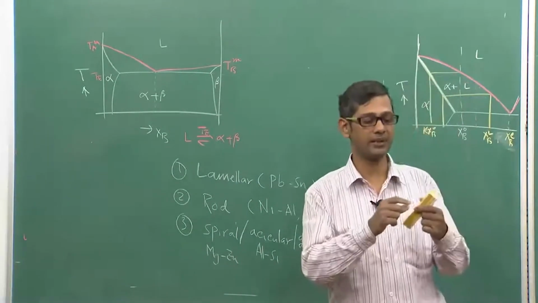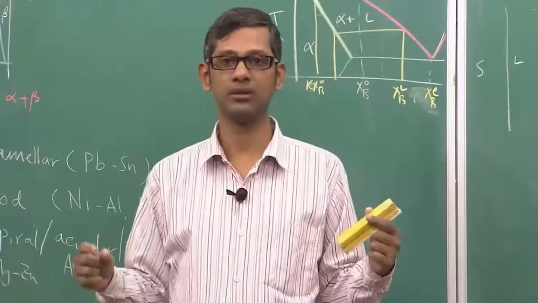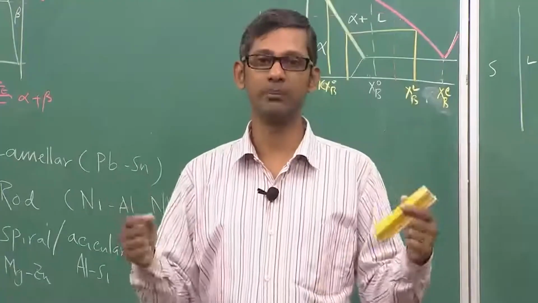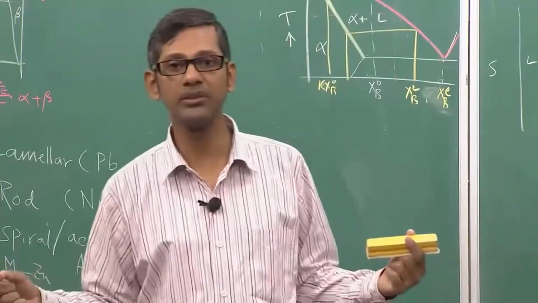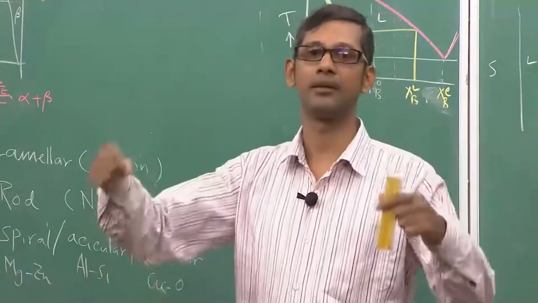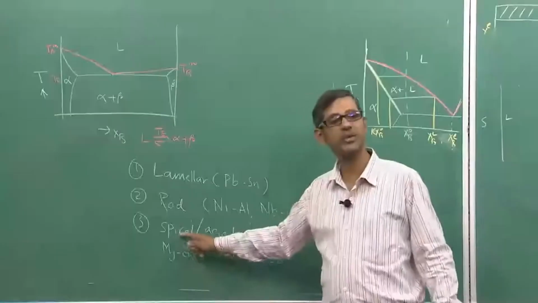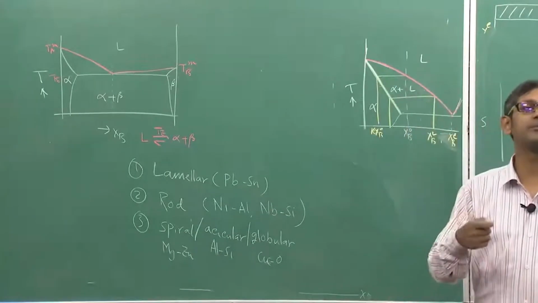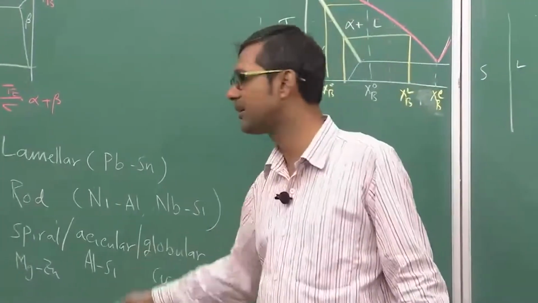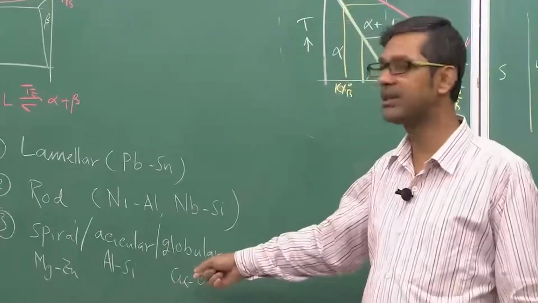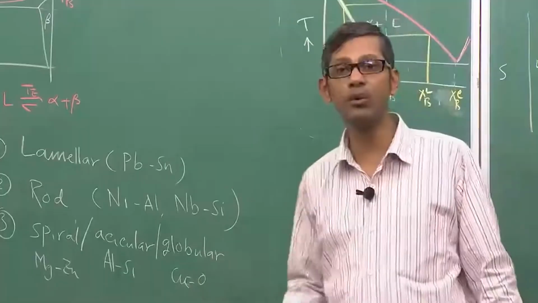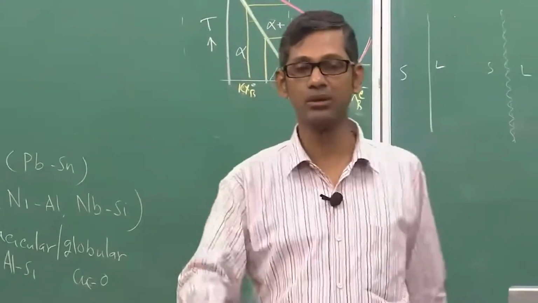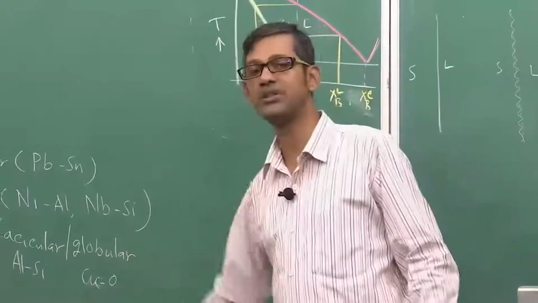Very simple: if I have a metallic rod of, say, two metals, and I start heating it up, because of the difference in thermal expansion coefficients, one will bend over the other. That is the way a spiral eutectic forms. You can also have acicular eutectic, where one of the phases is fibrous, like silicon in aluminum silicon, but the aluminum is a continuous phase. You can also have globular, where one phase, Cu2O, forms like a globule in the continuous matrix of Cu.